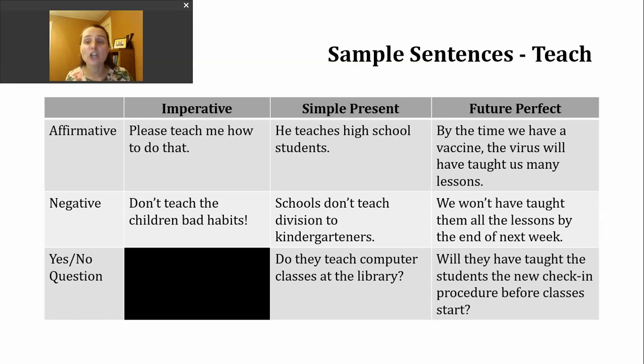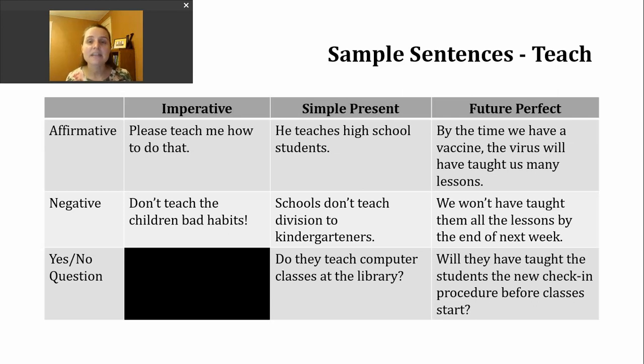Next, let's take a look at future perfect. To make this verb tense, we are going to use will, have, and then the participle form of the verb. Let's take a look at an example sentence. By the time we have a vaccine, the virus will have taught us many lessons.